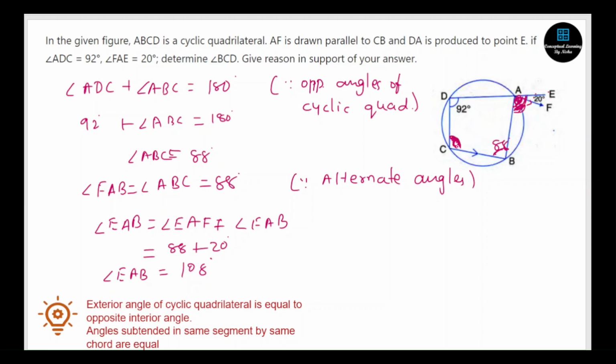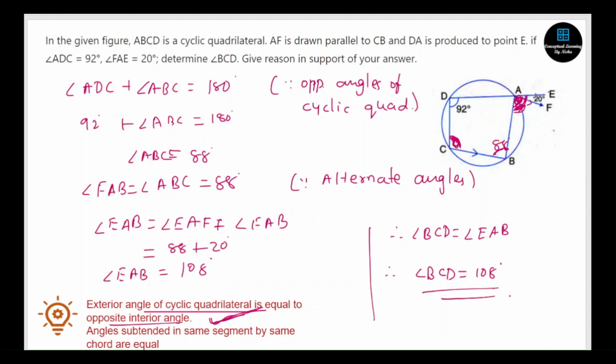So how much is this angle? Therefore, angle BCD equals angle EAB. Why? Because the exterior angle of a cyclic quadrilateral is equal to the opposite interior angle. You have to write this as the reason. And therefore, angle BCD equals 108 degrees. We found it.